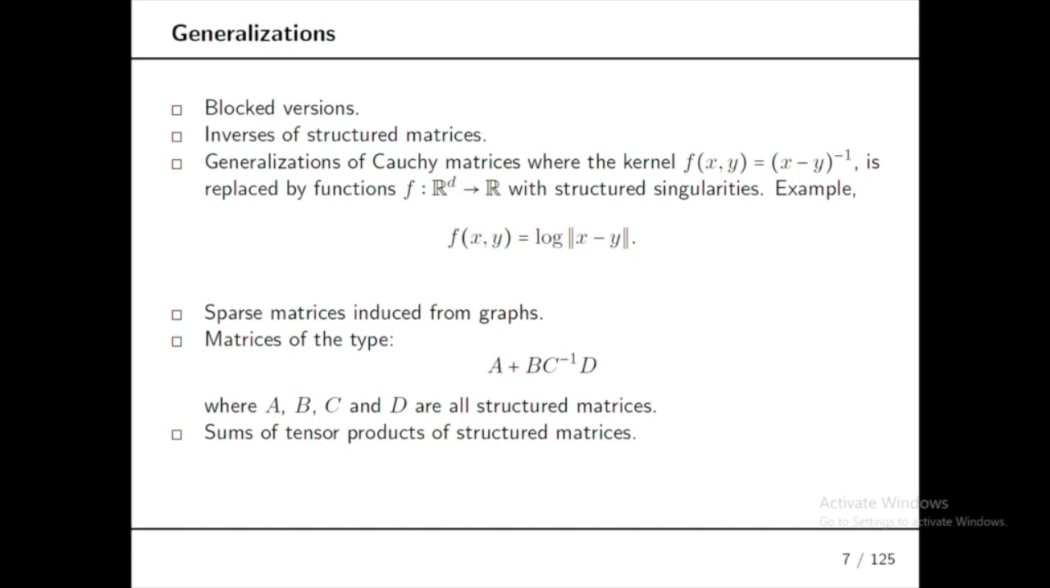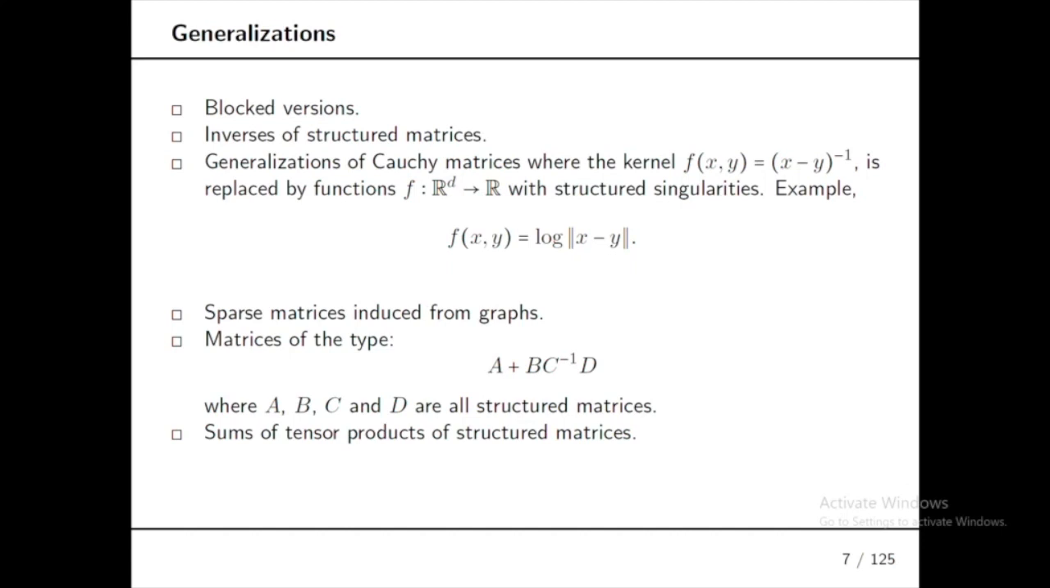So of course, as we keep layering it up like this, the structure becomes more and more complicated, and we still want to have fast algorithms for these. Of course, there are also always the block versions of this, which is important in engineering. So we have block Toeplitz and so on and so forth.